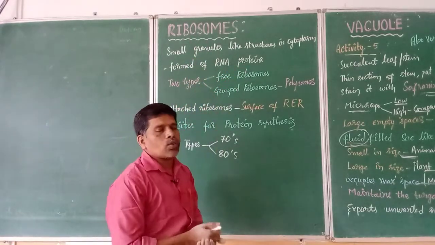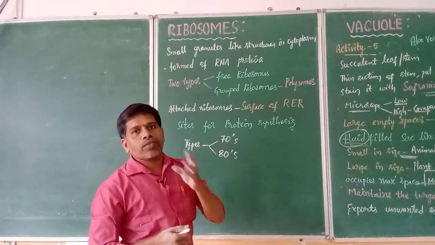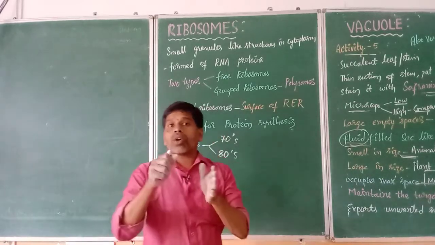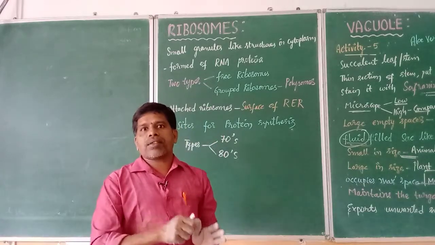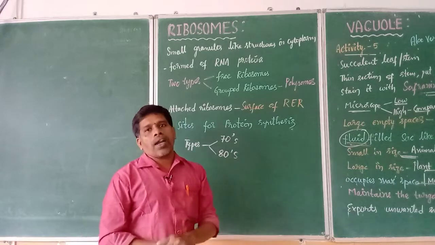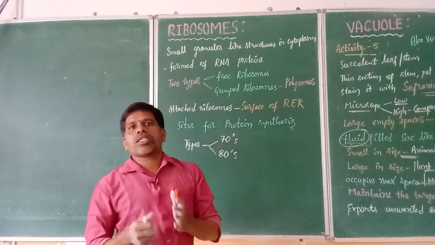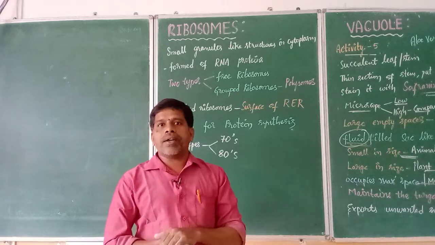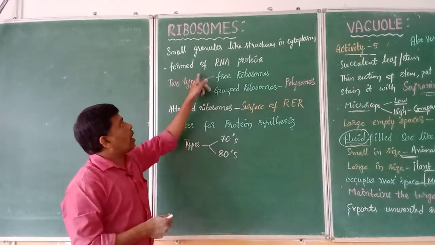Already we have told earlier that there are two types of genetic materials. When we discussed the nucleus, we said nuclear material is present inside the nucleus, and that can be of two types: DNA and RNA. DNA means deoxyribose nucleic acid, RNA means ribose nucleic acid. Now coming to the types.